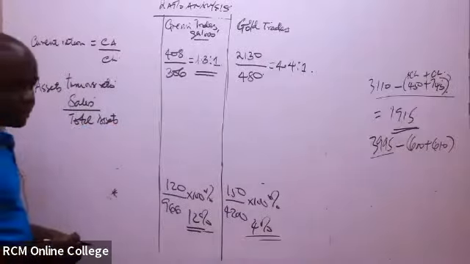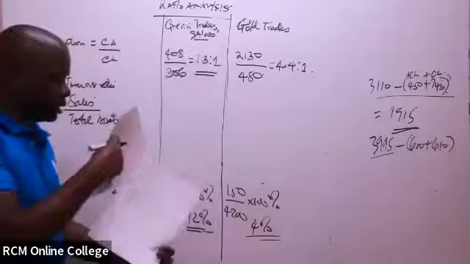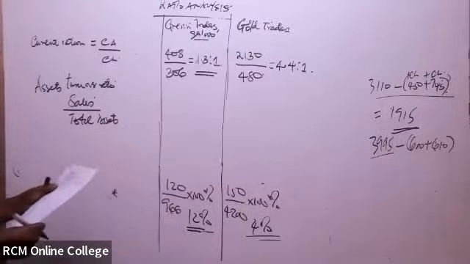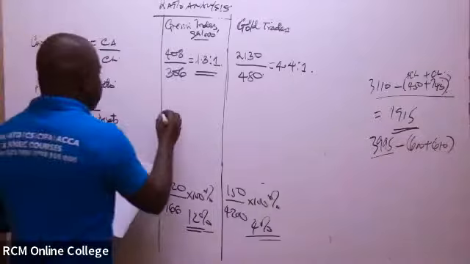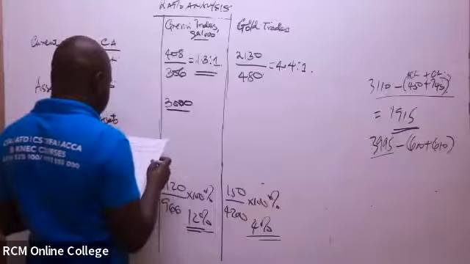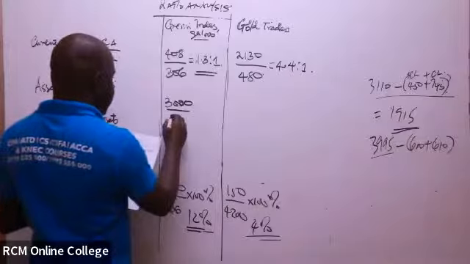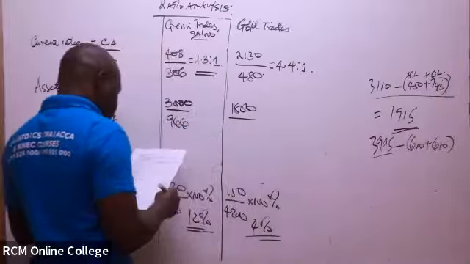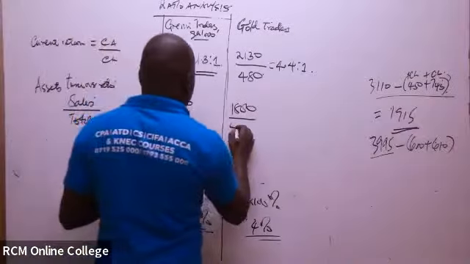So you'll take your sales. We need to go and identify what in this case are our sales, then we take the total assets. For Green Traders, sales are 3 million over the total assets, which is 966. Then on the other side, the sales is 1,800 over the total assets, which is 4,200.